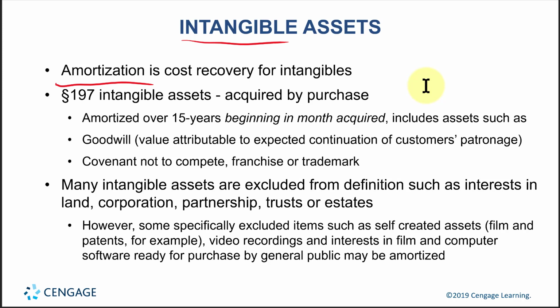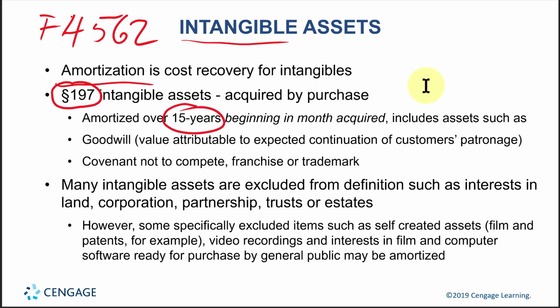Again, the form is called 4562. And if you take a look at the instructions, it'll tell you different categories of intangible assets and assign it what we call an Internal Revenue Code section number and assign it a certain class life. In this example, 15 years for an asset called goodwill. There may be other assets with other class lives for intangibles, and it'll give you the section number for those.